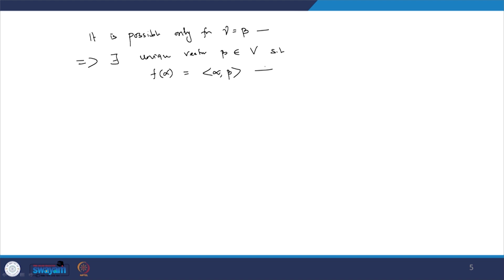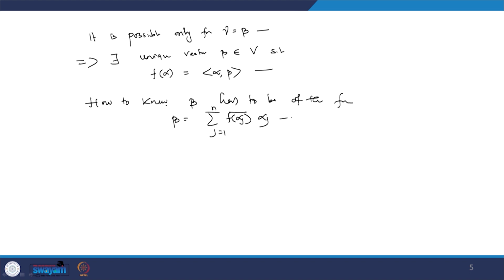Now, the question is how to know that one has to consider beta equal to sigma f of alpha j bar alpha j. How to know beta has to be of the form sigma f of alpha j bar alpha j, j equal to 1 to n. For a given linear functional f, there exists a vector beta in V such that f of alpha is equal to inner product of alpha and beta for all alpha belonging to V.